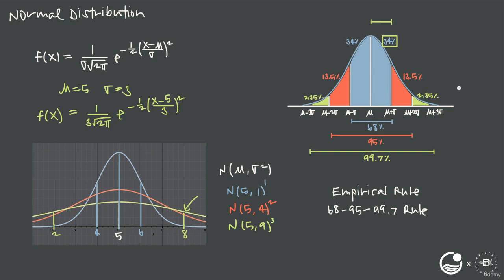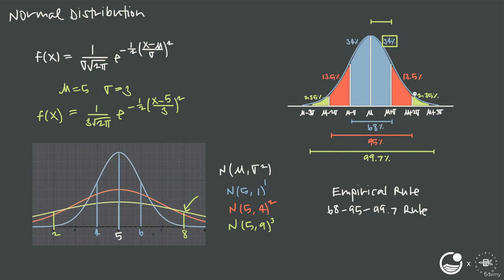The probability of getting a value less than 11? For this normal curve here, the mean is 5, the standard deviation is 3. So one standard deviation above the mean is 5 plus 3 equals 8. Two standard deviations above the mean is 8 plus 3 equals 11. So 11 puts us right here at two standard deviations above the mean. And so to find the probability that we get a value less than 11 would just mean that we add up all of these probabilities, starting with 13.5 and then 34, 34, 13.5, and 2.35.